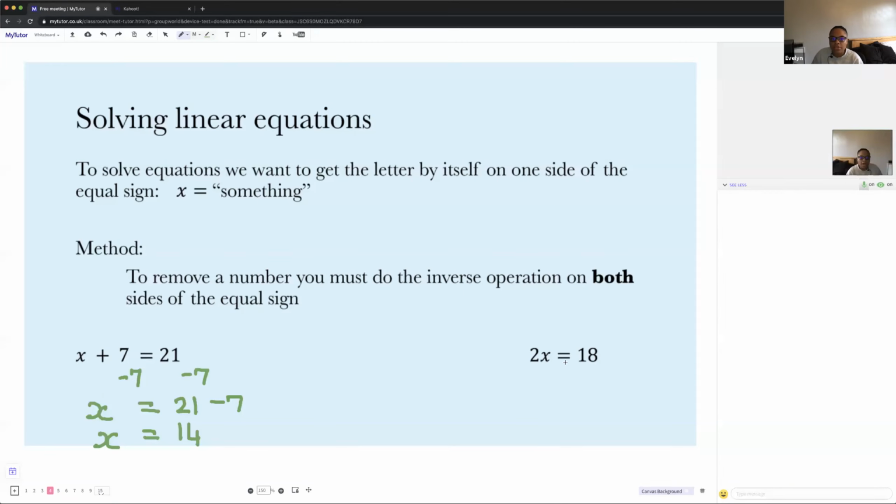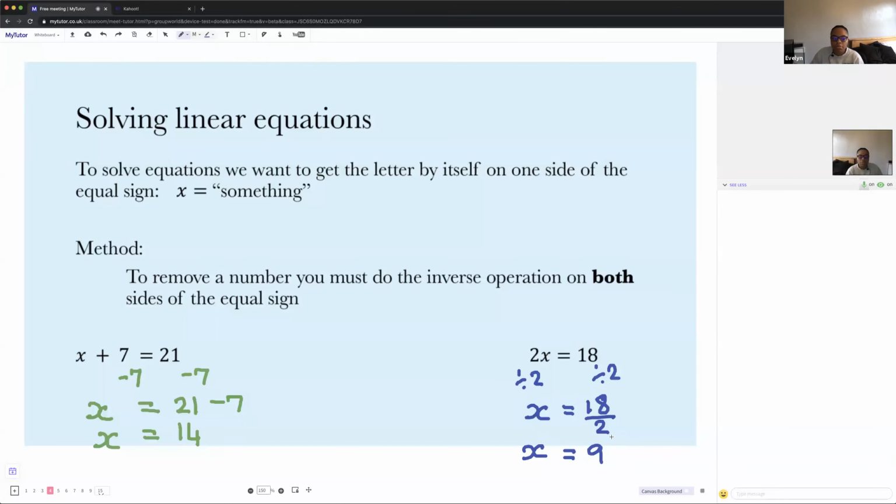If we have a go at the one on the right-hand side, we've got 2x equals 18. Now, I want to get rid of this 2, and then I'll have x by itself. Since I'm multiplying by 2, the opposite of multiplying is dividing. So I want to divide both sides by 2. So I'm left with x on the left-hand side, and on the right-hand side, I'm left with 18 divided by 2. Now 18 divided by 2 is just 9. So on the right-hand side, we've got x equals 9.